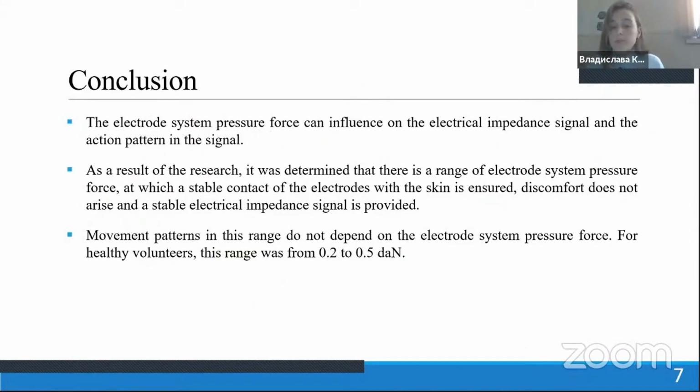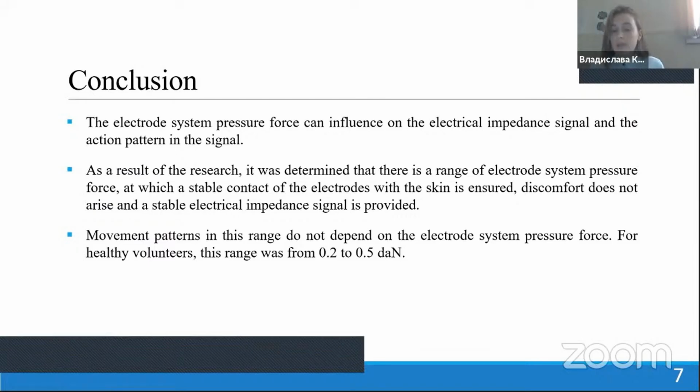The process of using devices such as prostheses, orthoses, bracelets to control devices in everyday life has one important problem for developers. It is constant change in the pressure force of the electrodes during the use of the device. The electrode system pressure force can influence the electrical impedance signal and the action pattern in the signal.